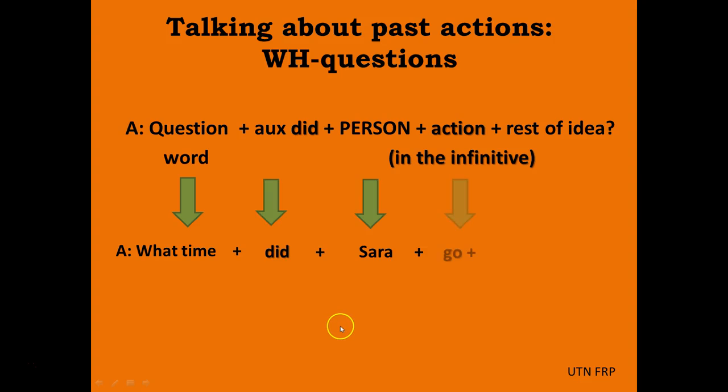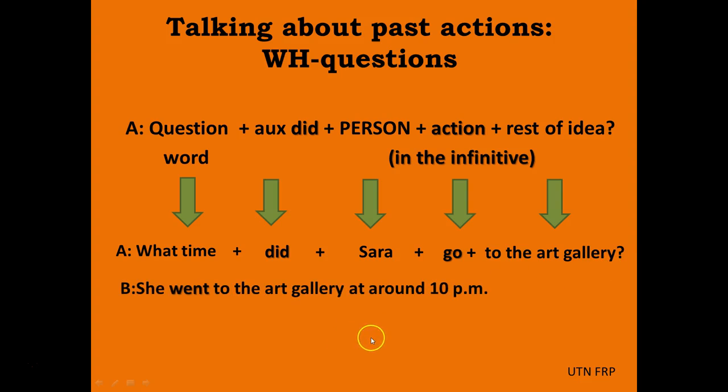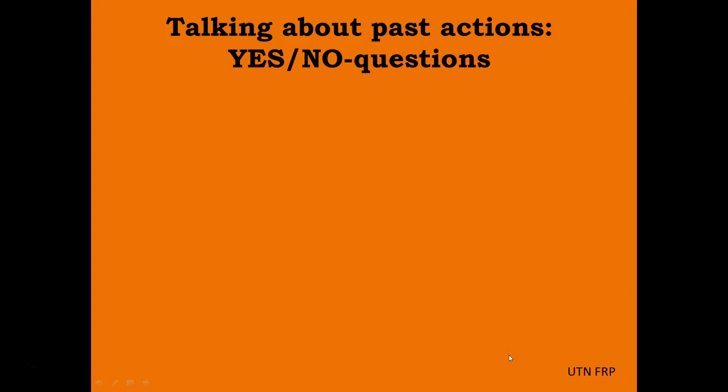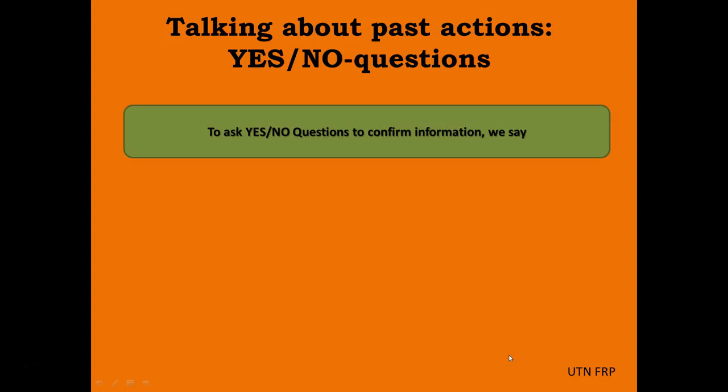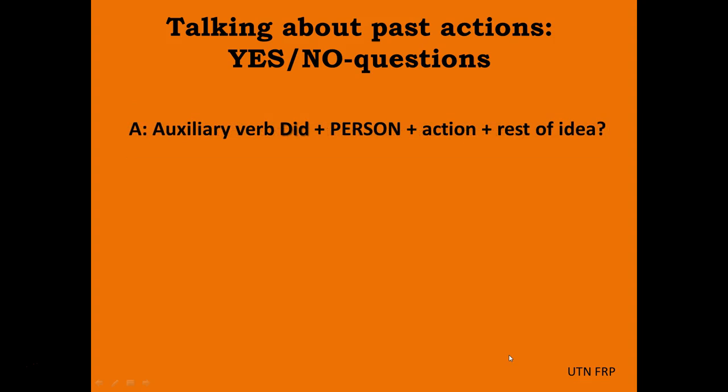Now let's see a question with what time. What time did Sarah go to the art gallery? She went to the art gallery at around 10 p.m. Then, to ask yes-no questions to confirm information, we're going to use this formula. The auxiliary verb did, any person, I, you, we, they, he, she, it, the action in its infinitive form, and the rest of the idea.